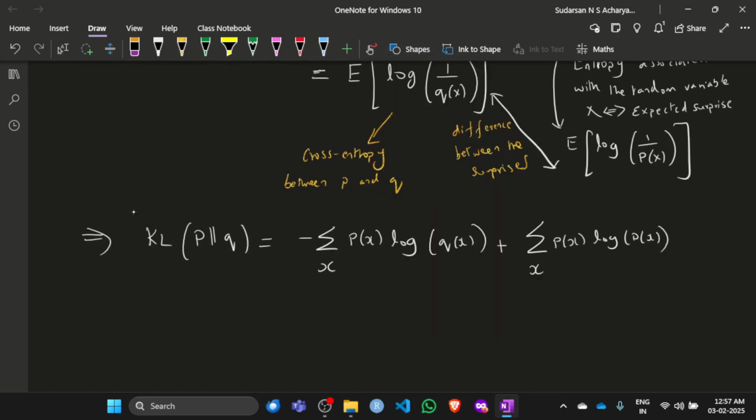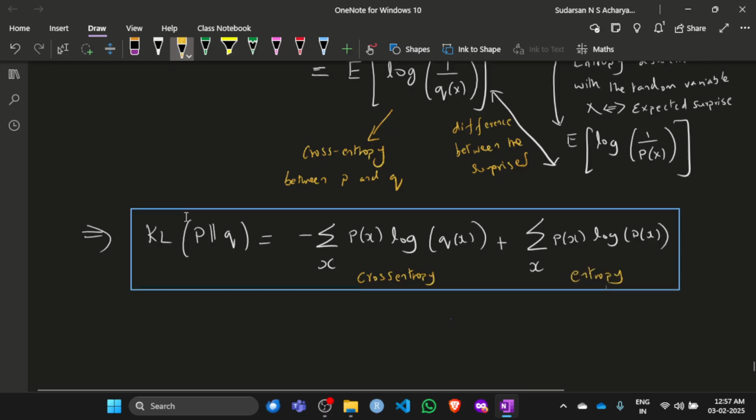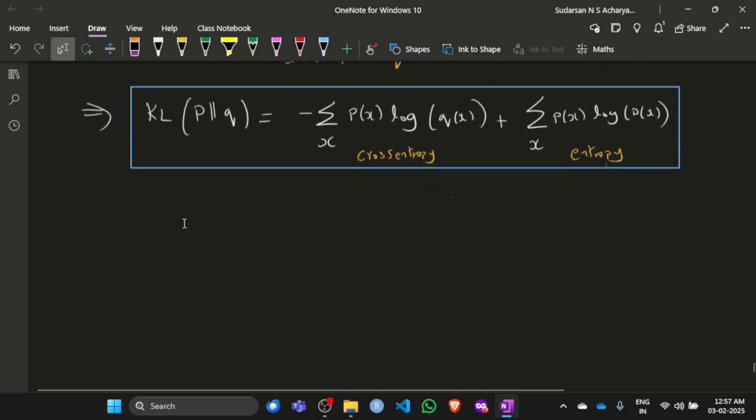So this involves the entropy, right? So in this boxed expression, what is the entropy? We all know that this is the cross entropy. That's where the cross entropy loss comes into play, right? So here is the cross entropy, and this is the entropy associated with the distribution P. So now, where does the cross entropy loss come into play?